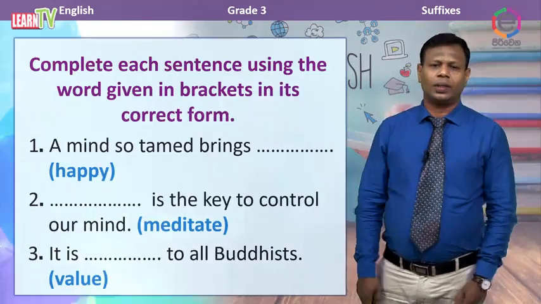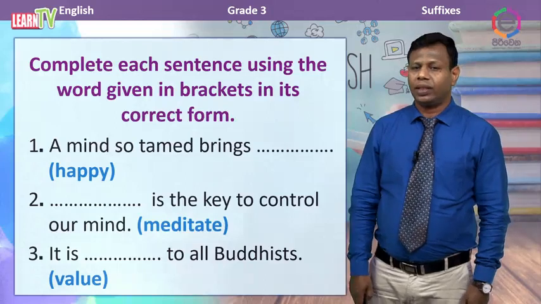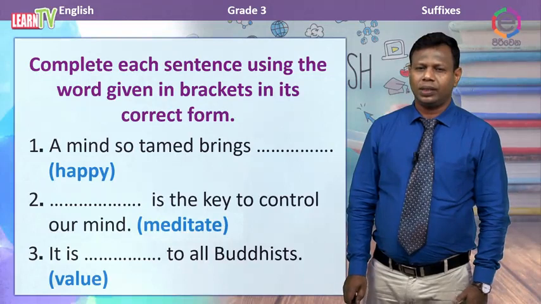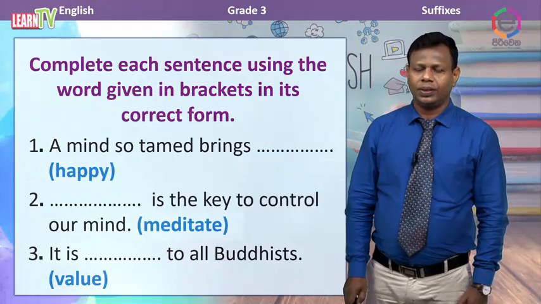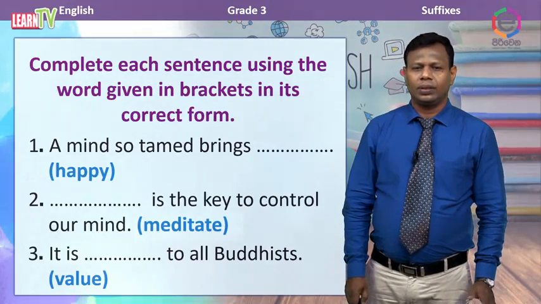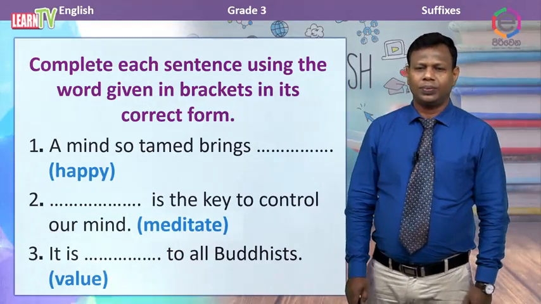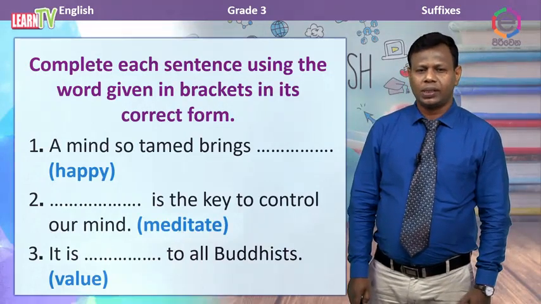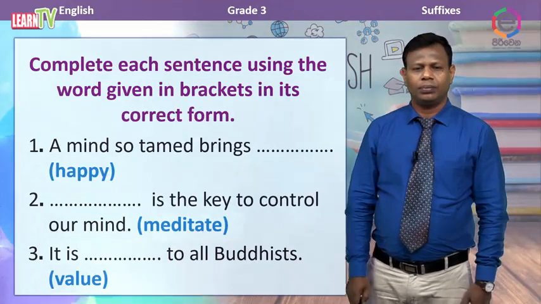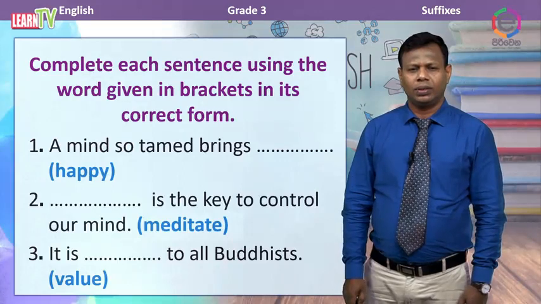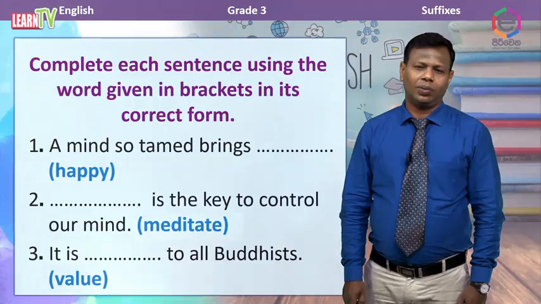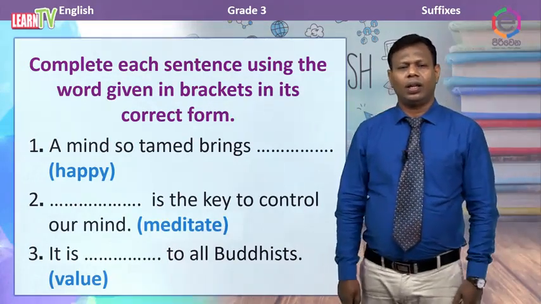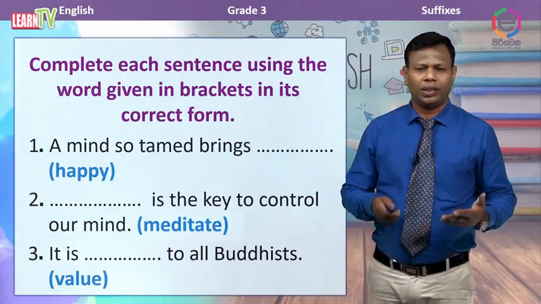Now, complete each sentence using the word given in brackets in its correct form. Right? Read the instruction again. Complete each sentence using the word given in brackets in its correct form. You have been given a word. Now you have to use its correct form in this space. A mind so tamed brings what? Happy? Happily? Or what? No, you have to use an object. How to make a noun with happy, the adjective happy?